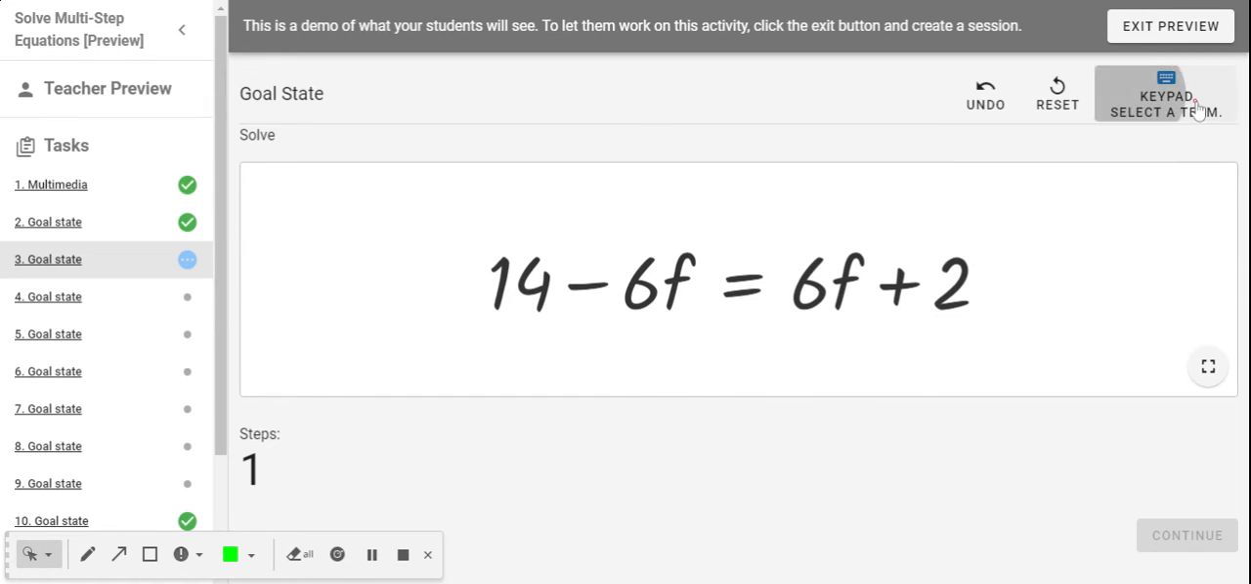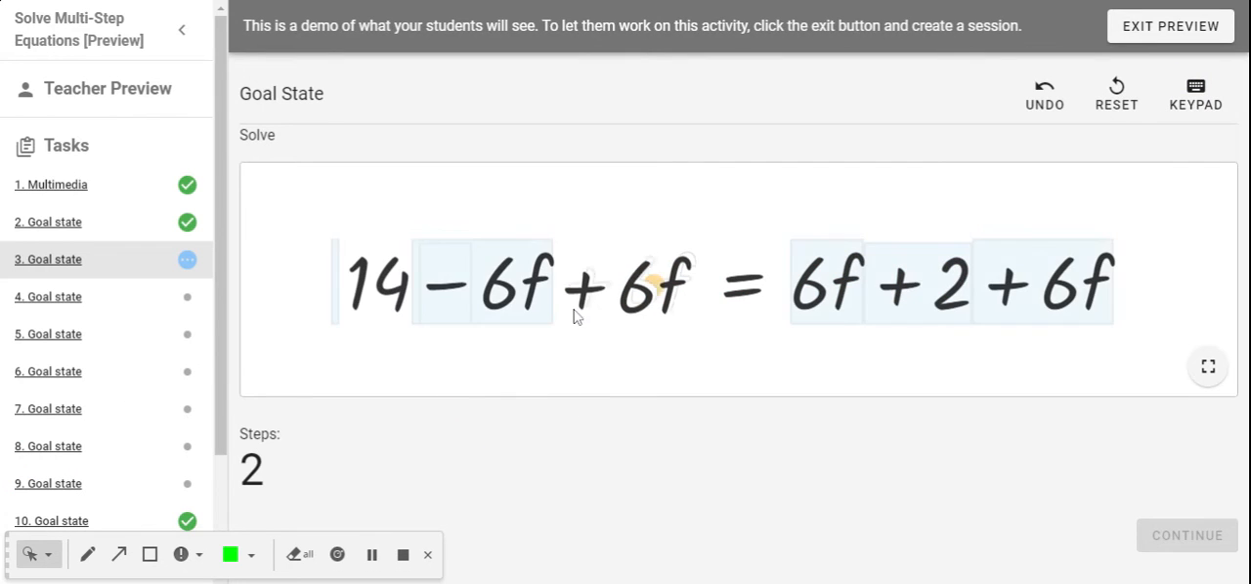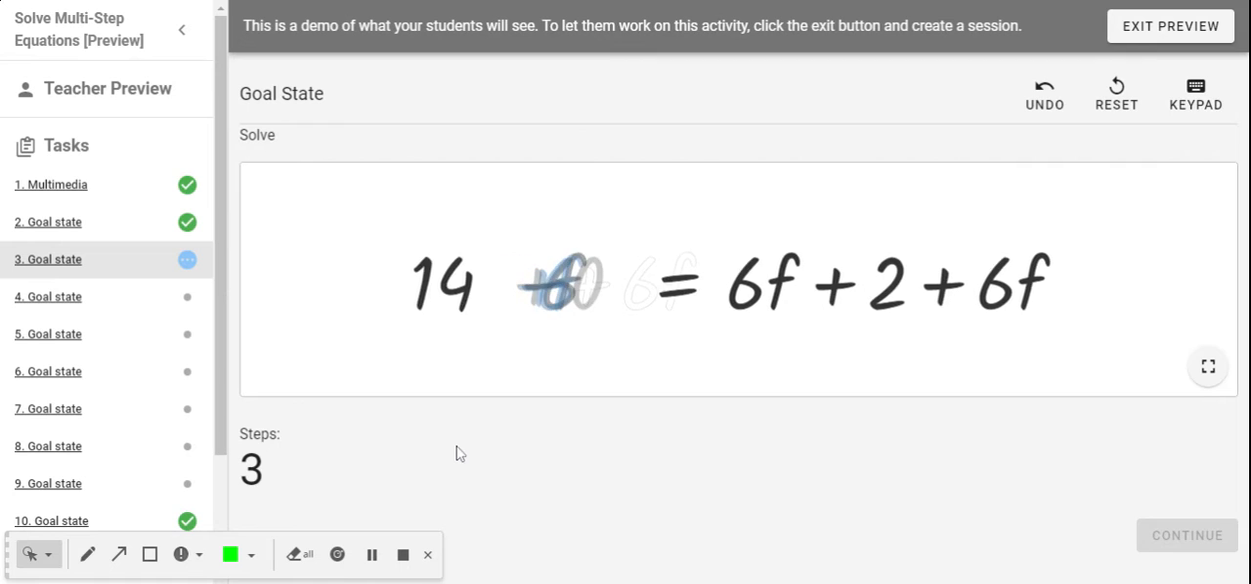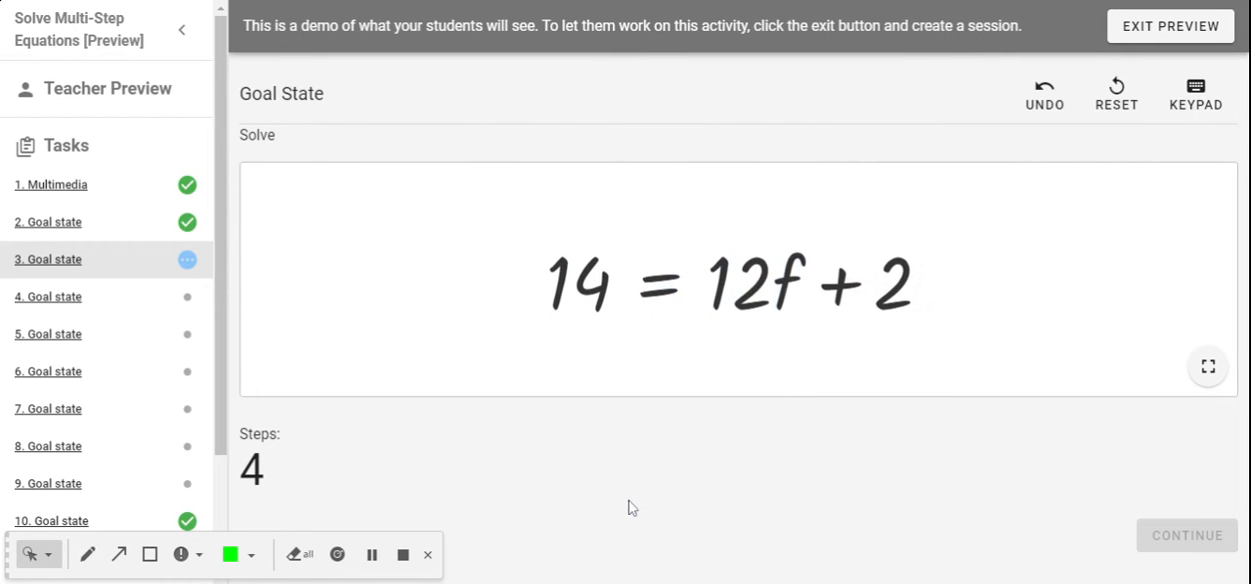By clicking the keypad, clicking on the equation, we can start to zero out those terms that we want. So instead of negative 6f, I could add 6f on to each side. Then I can create my zero pairs by combining like terms. So now I have 14 equals 12f plus 2. So I've got 2 more units than I want with that variable term.